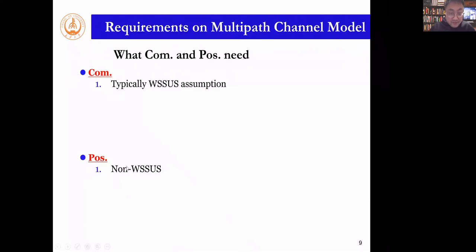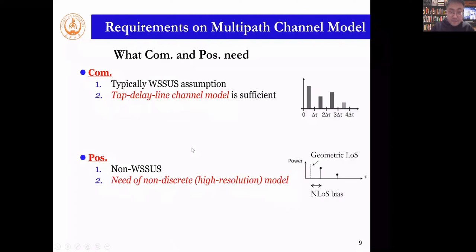But for positioning, we don't need this because the WSS-US is not valid anymore. Because if the mobile user is moving, the channel is changing, it's rapidly varying. So the channel is not stationary anymore. So we need a non-WSS-US based channel model. So according to this, we see that a tapped delay line channel model is sufficient for communication, right? And for positioning, we need a non-discrete, high resolution model. Non-discrete is particularly referring to the delay domain. So in delay, we need a high resolution model.